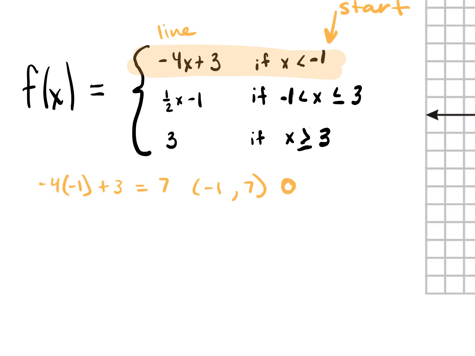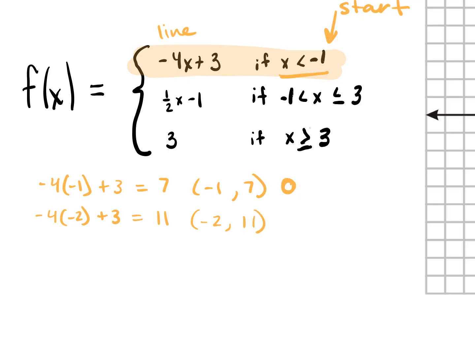Now since it's a line, we only need 2 points, so let's plug in another number. What's a number that's less than -1? -2. So let's plug in -2 next. So we have -4 times -2 plus 3. What's -4 times -2? 8. And 8 plus 3? 11. So we plugged in -2 and got 11.